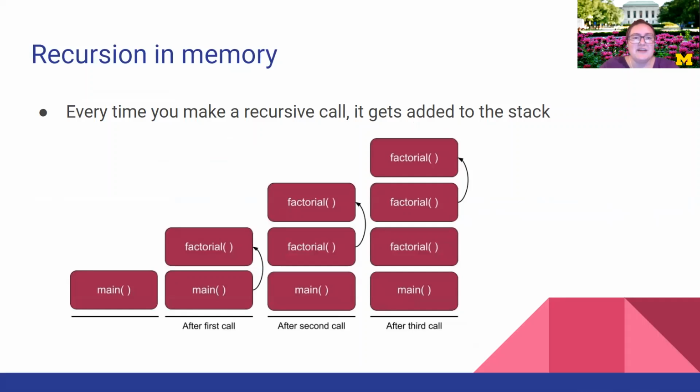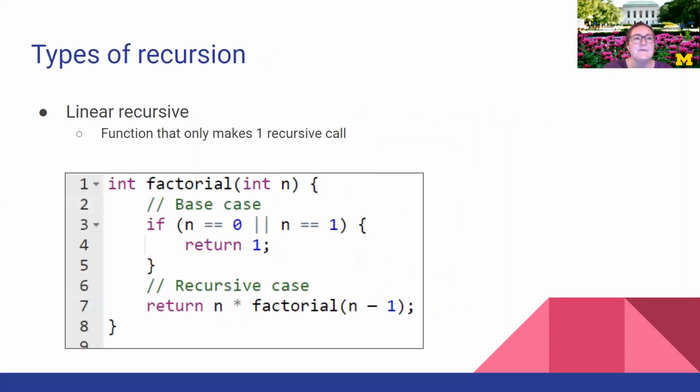What this looks like in memory is that every time you make a recursive call, it gets added to the stack, just like any other function call. So in this case, when factorial is called from main, it'll add that function call to the stack, and then when factorial calls itself, it'll add another function call to the stack. This continues as long as you're recursing through factorial. However, once you reach the base case and start returning out of those recursive calls, those function calls will get removed from the stack until we are back at main. So you can see after 3 recursive calls to factorial, the stack is starting to get pretty big pretty fast.